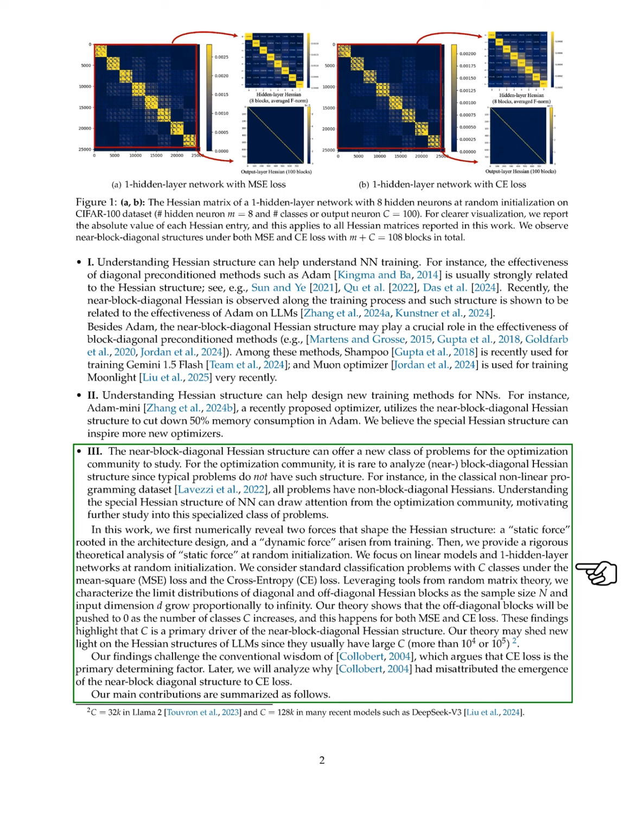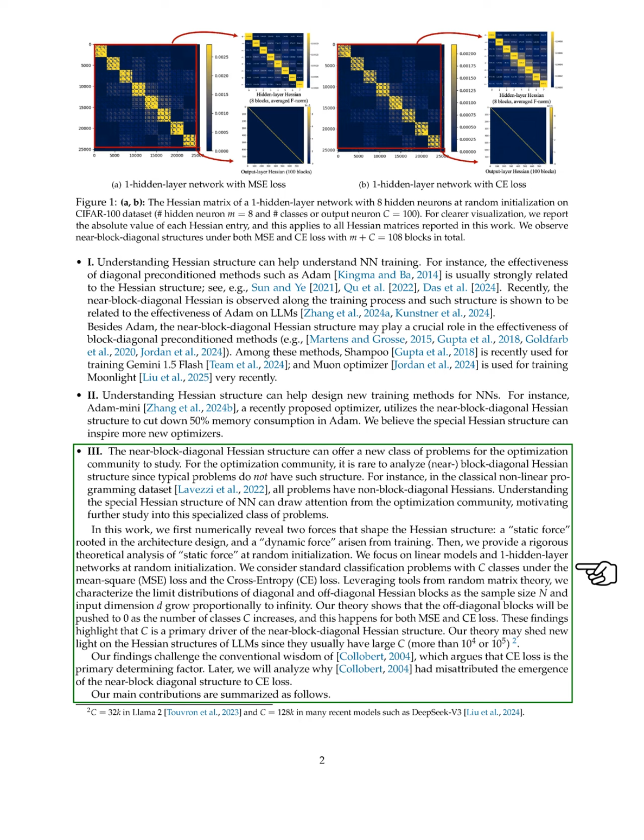Using random matrix theory, we characterize the limit distributions of the Hessian's diagonal and off-diagonal blocks as the sample size and input dimension grow. Our findings indicate that the off-diagonal blocks approach 0 as the number of classes increases, which occurs for both loss types. This suggests that the number of classes is a key factor driving the near-block diagonal structure. Our results challenge the common belief that cross-entropy loss is the main determinant of this structure.